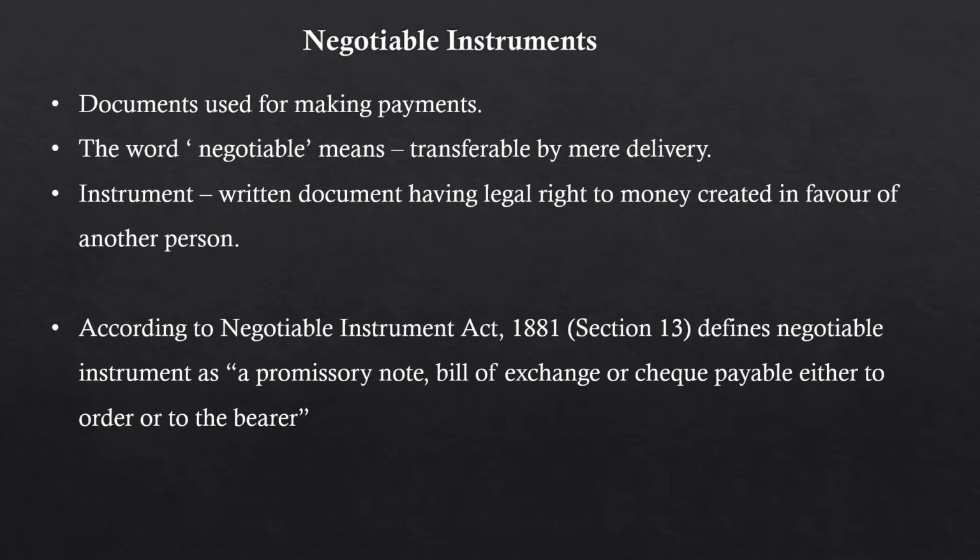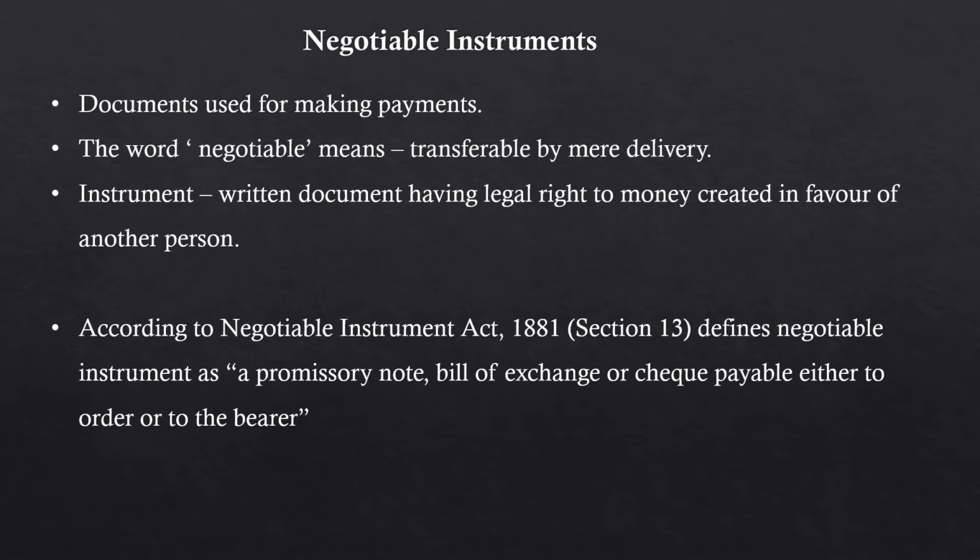Negotiable as well as instrument, where the former refers to the one which is transferable by mere delivery, which means they're not subjected to any condition. On the other hand, the latter is nothing but a written document possessing the legal right to money created in favor of another person. Now, to put it in whole, negotiable instrument means nothing but a legal right. Legal right of what? Legal right of the money that is created in favor of another person, which is transferable by mere delivery to another person.